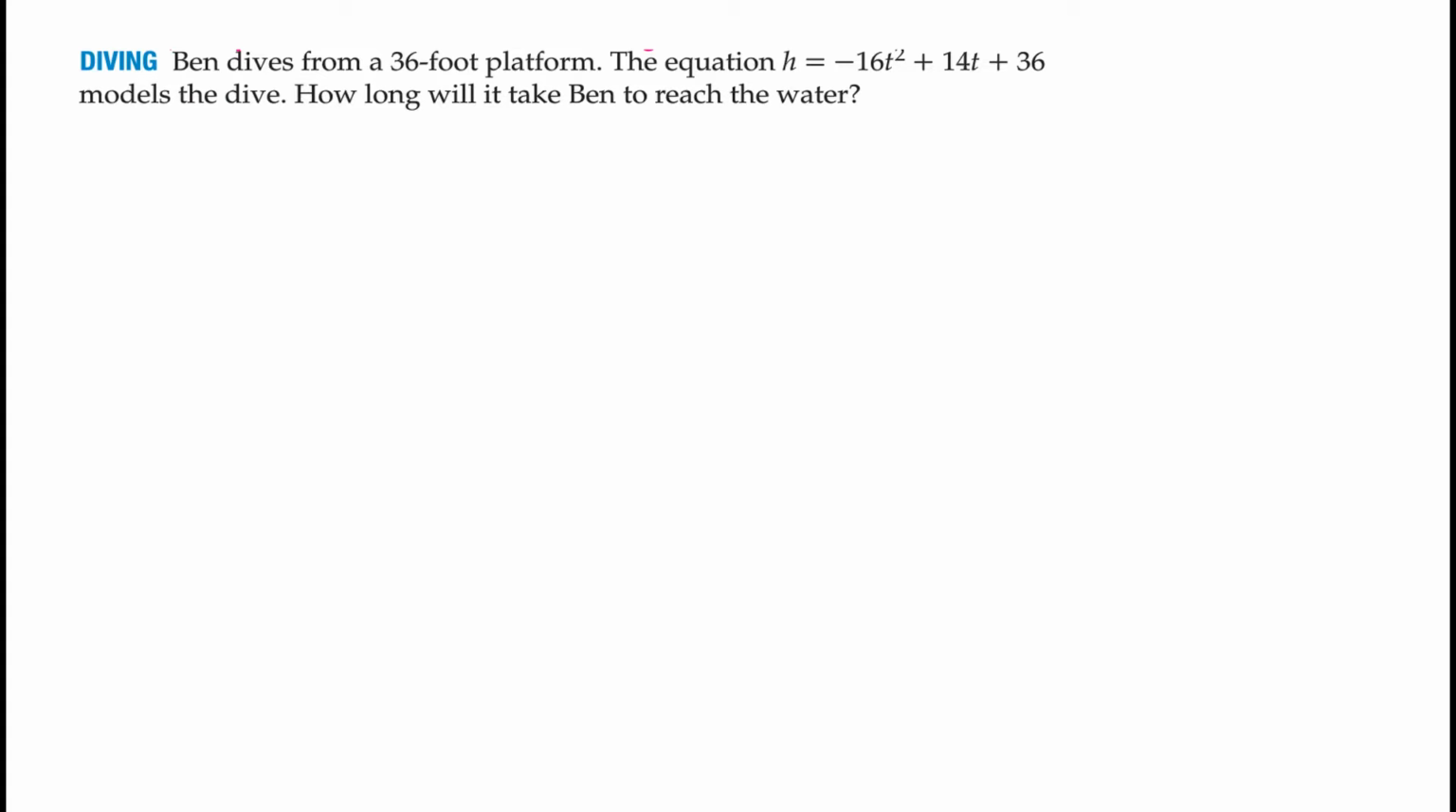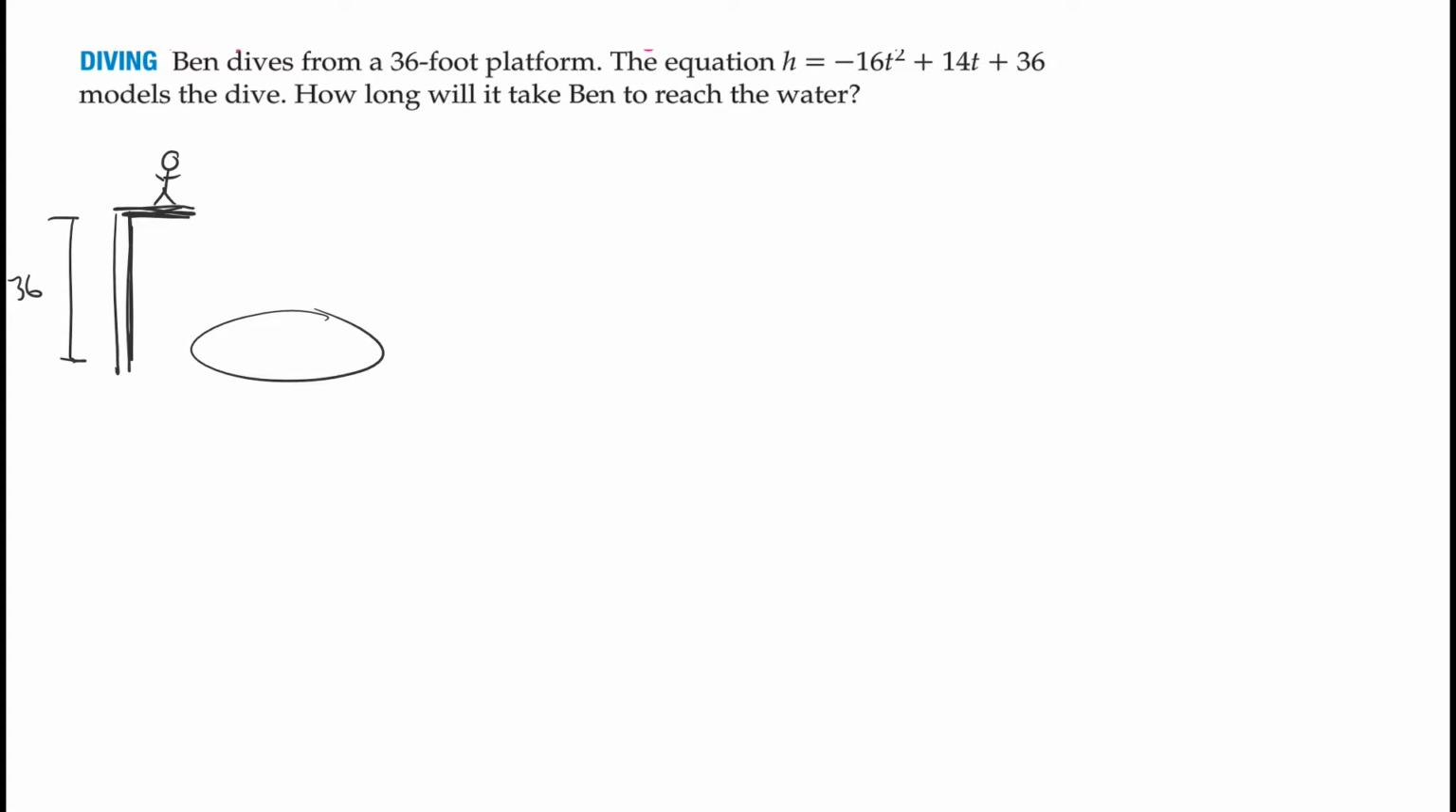So we've got Ben diving off a 36-foot platform. Crazy guy. That's too high for me, but apparently not for Ben. So he's got the equation h is equal to negative 16t squared plus 14t plus 36, modeling the dive, kind of the trajectory of his dive. How long will it take for Ben to reach the water? So just draw what that equation is modeling. We've got Ben up here on the diving board, 36 feet up, and then you've got your pool down here. So this is 36 feet.